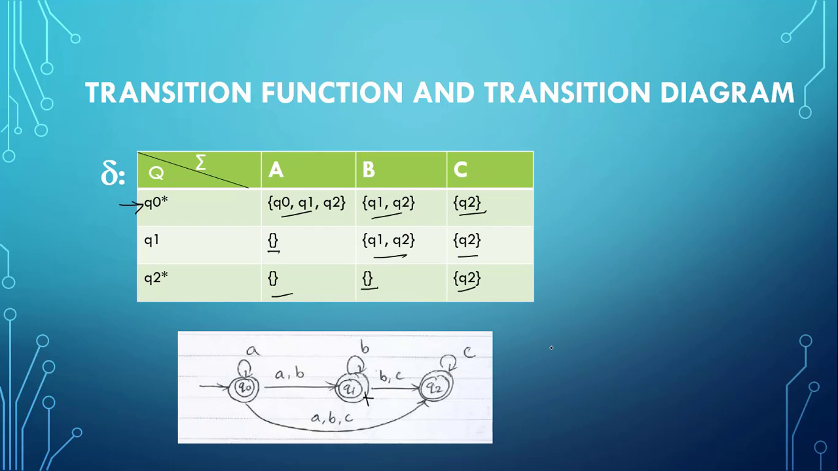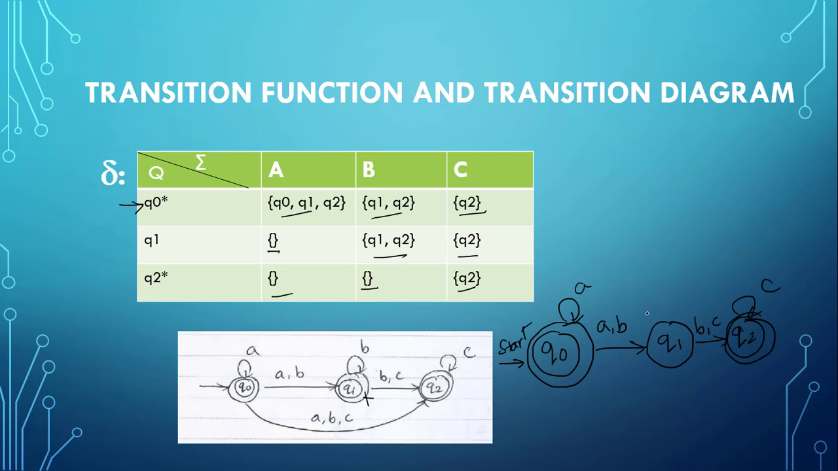So I'll just simply redraw this, and we will have a much better and clearer idea. This is our start state, which will become a final state, having a self loop over A. It will go to Q1 over A and B, which is not our final state, and it will go to Q2, which is our final state, over B and C. These are going to have their own self loops, and from Q0 it will directly go to Q2 over A, B, C. Okay, so Q1, as you can observe, is not going to be our final state.